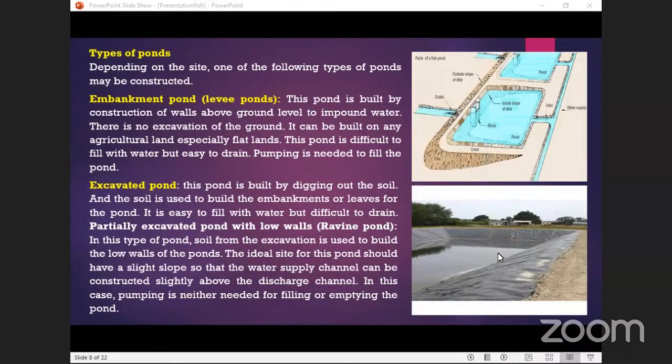Can you differentiate between embankment pond and the excavated pond? Yes. Hello, members. Yes, sir. Can you differentiate between the two? Yes.